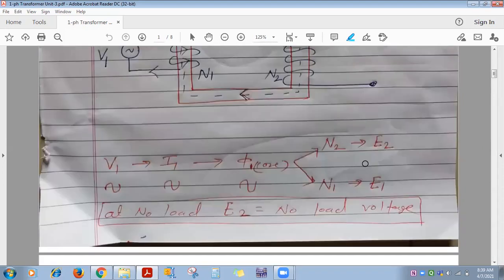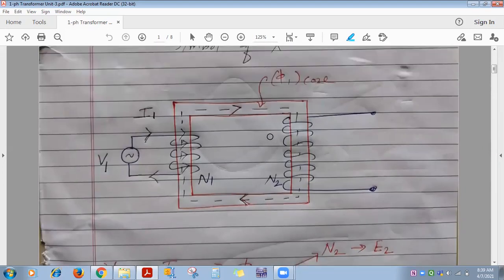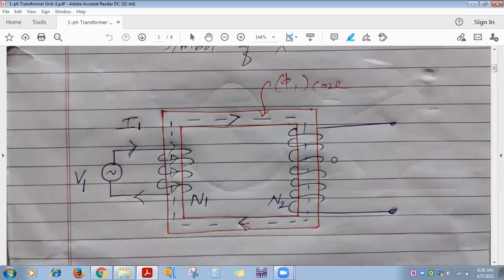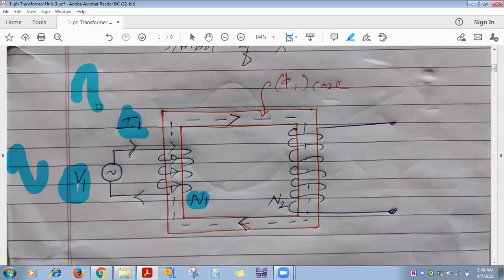Okay. Now see here, forget about the leakage flux. Right now, we are going to neglect the effect of leakage flux as it is very less, 2 to 5%. Now you apply AC voltage across the primary winding, N1 number of turns. Current I1 is flowing through N1 turns. Voltage is AC, current is AC, so around it produces a magnetic field.